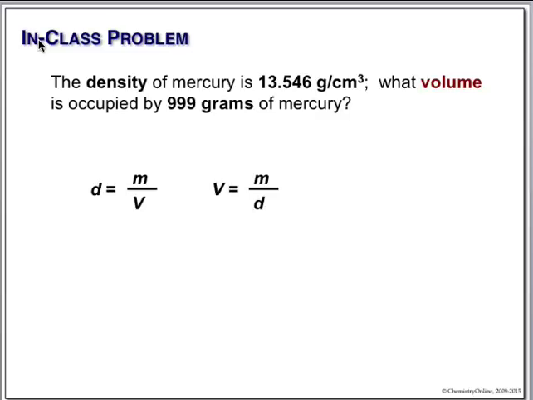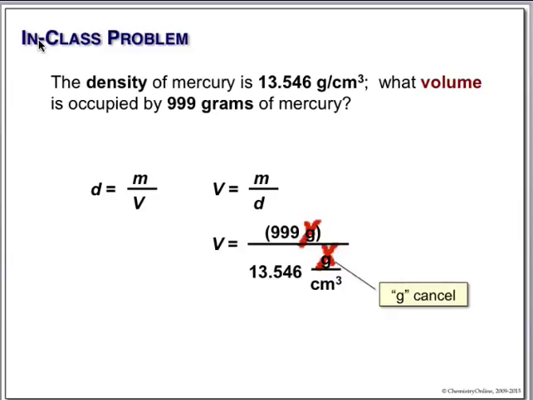Our mass here is 999 grams, and our density is 13.5 grams per cubic centimeter. Now, we have grams in the numerator and grams in our denominator, don't we? So they're going to cancel. And that leaves cubic centimeter in the denominator of the denominator.